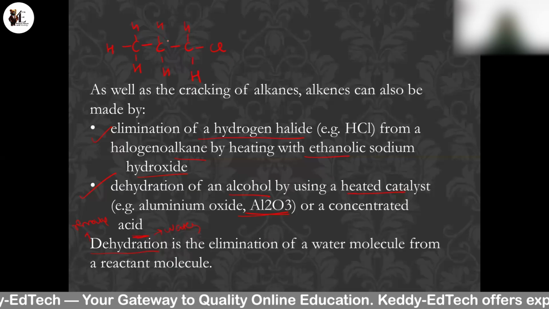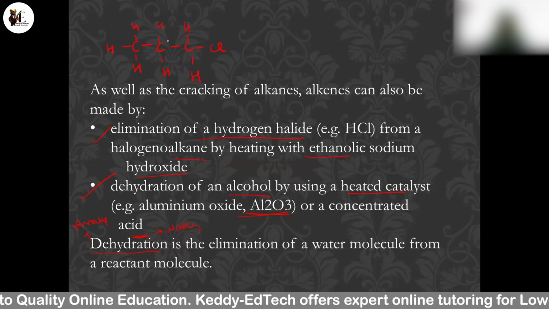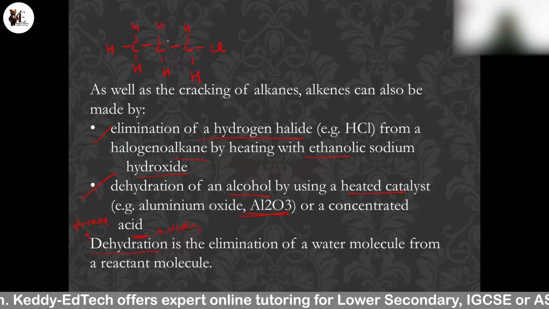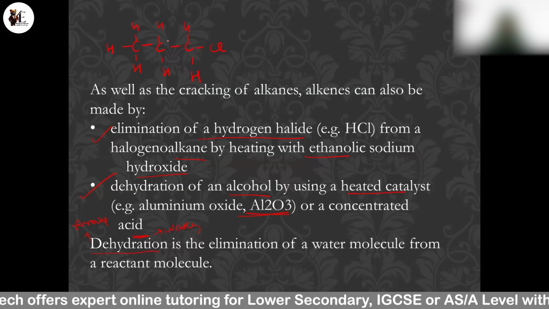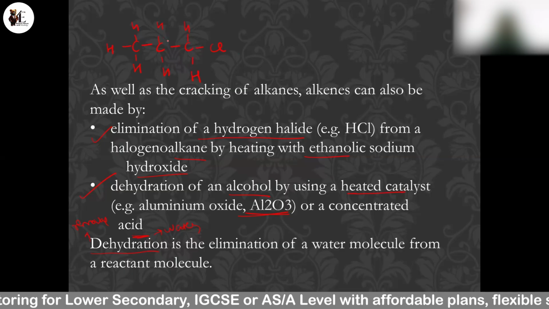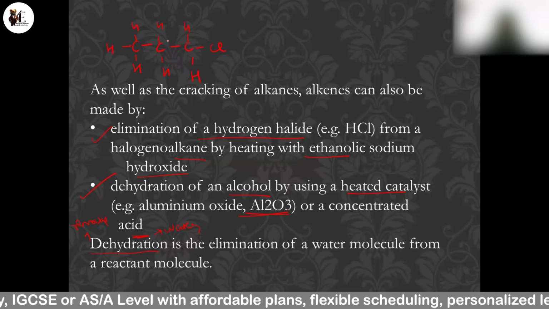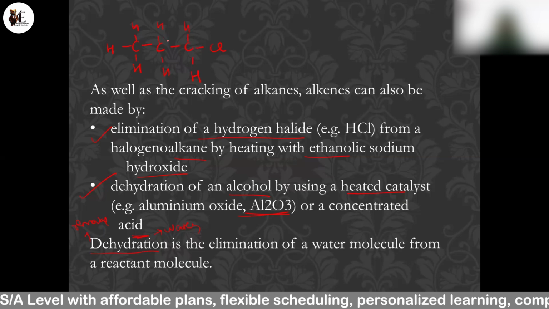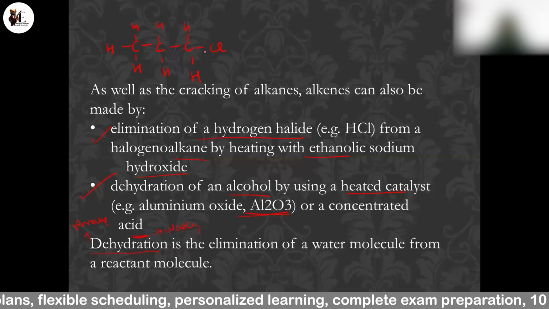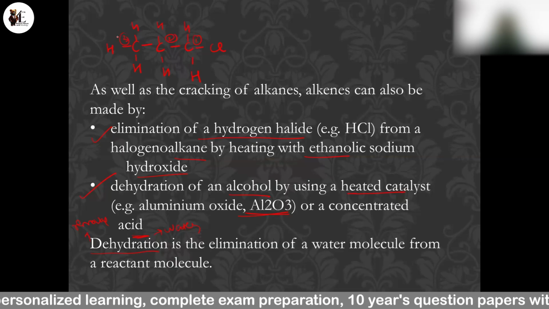What is the IUPAC name of this compound? Chloropropane. You can call it chloropropane or 1-chloropropane, because the counting will start from here. So it is chloropropane or 1-chloropropane.